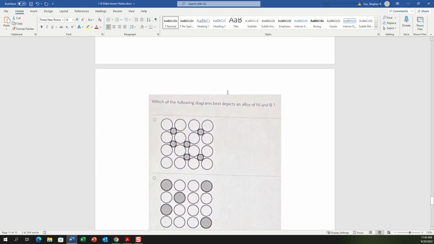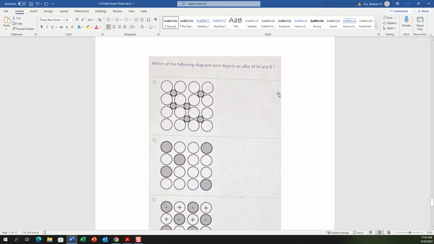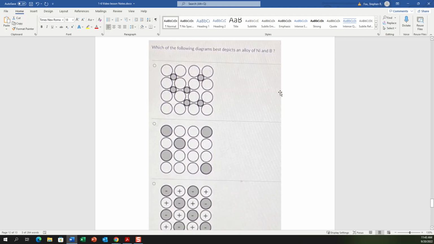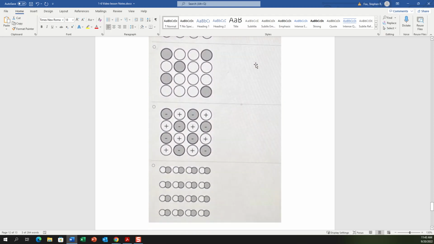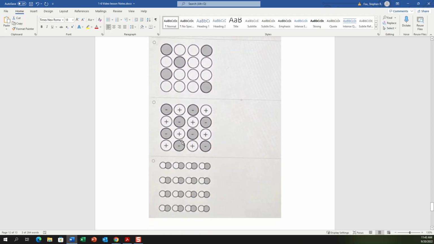All right, so here's an example. Which of the following diagrams best depicts an alloy of nickel and boron? This was actually on the AP exam a couple years ago. Well, let's say an alloy is not ionic. So we know it's not this one right here. That's an ionic structure, so we can cancel out that choice.